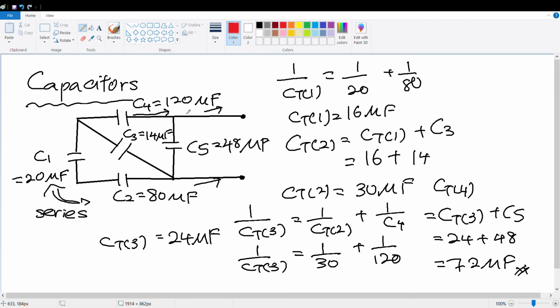So at this point there are two ways, and at this other point there are actually three ways. Regardless of that point, we focus on this point, which consists of two ways. These two ways tell us that CT3 is actually parallel to C5. That is why I use the formula for parallel circuits, which is CT3 plus C5. So finally what I get is 72 mu farad.